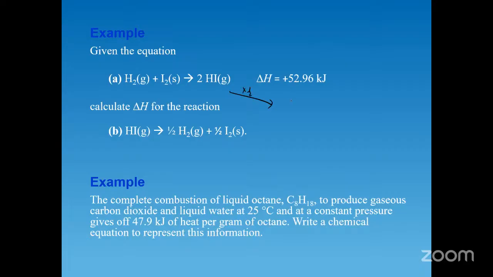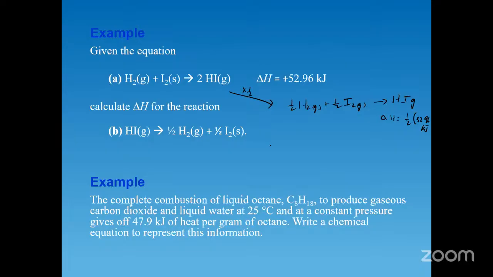That means that I'm going to get half H2 gas plus half I2 gas to give HI gas, right? So what that means for delta H for this is that that value is going to be half. So half of 52.96 kilojoules would be the enthalpy change of this reaction, because all I did was divide everything by 2, which means that the delta H value would have to be divided by 2 as well, all right?